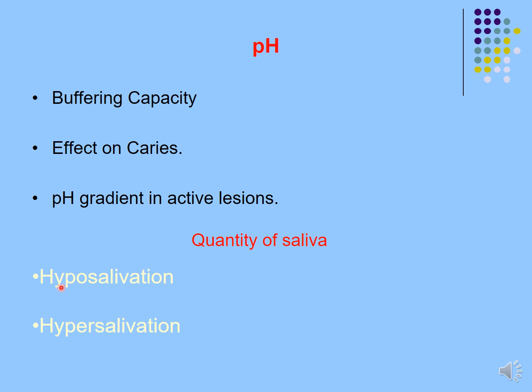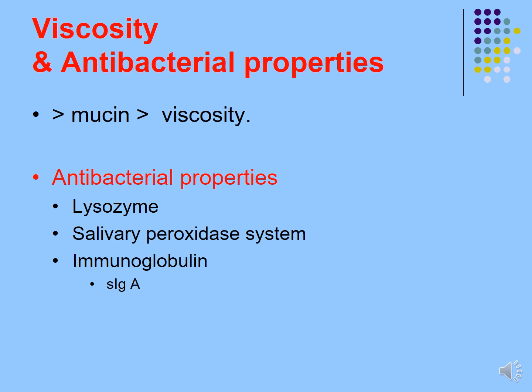On the other hand, the patient who has hypersalivation has an increased washing off effect on the plaque, and the buffering capacity is there. So these patients who have hypersalivation generally have a lower caries index. Now, viscosity and antibacterial properties. Saliva that is highly mucinous is highly viscous and contributes to a high caries index.